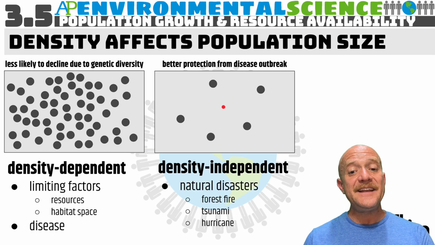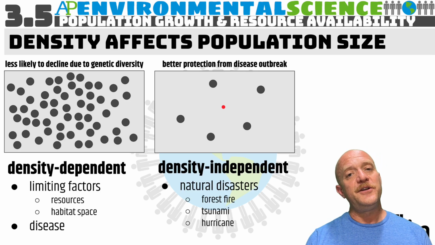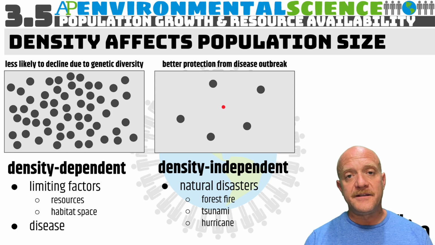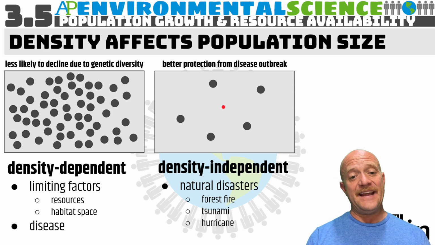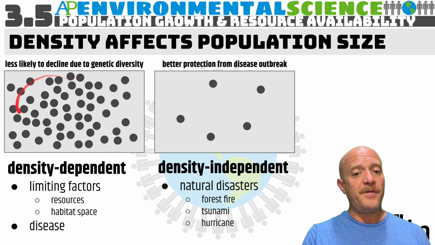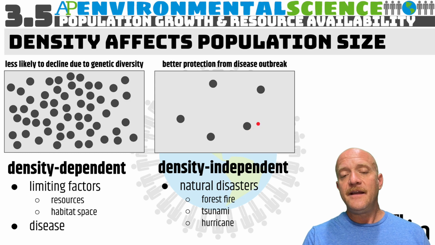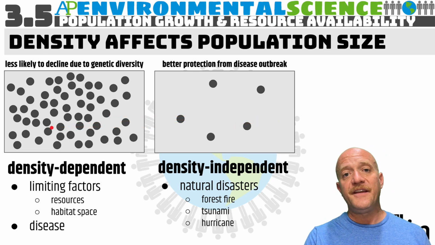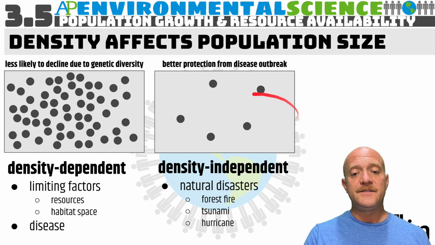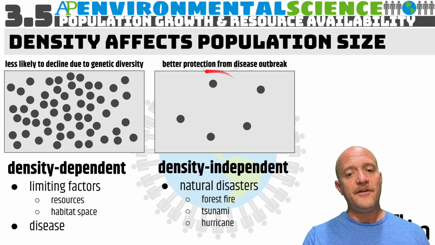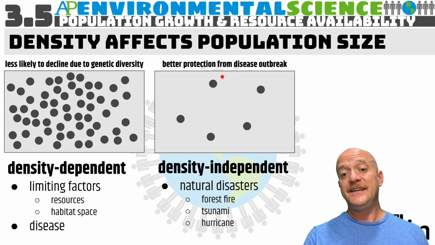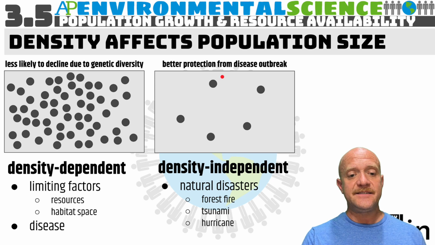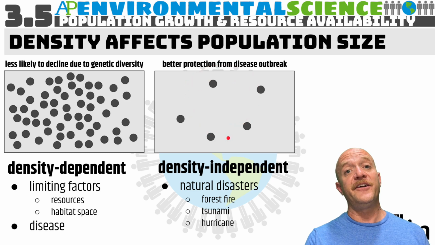And there are some density-independent factors, in other words, factors that affect the population size regardless of the size of the population. And these are things like natural disasters. It doesn't matter if you have a population like this or a population like this. If there's a fire, it's going to kill everything. If there's a tsunami, most likely everything's going to die. If there's a hurricane, most likely everything is going to die. Likewise, when you have a low population, they're not going to be limited by resources when the population is not very dense. Also, habitat space will not be a limiting factor in this population because it is not very dense.